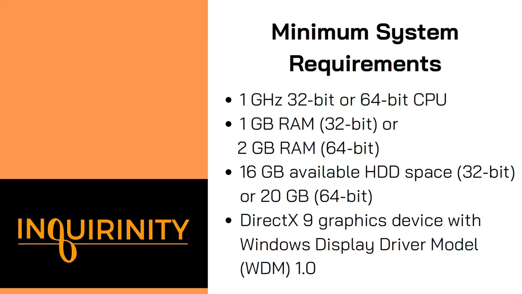We should have a RAM of 1 gig for 32-bit and 2 gig for 64-bit. Our available hard disk drive space should have 16 gig for 32-bit or 20 gigabytes for 64-bit. We should have a DirectX 9 graphics device with Windows Display Driver Model WDM 1.0 installed.